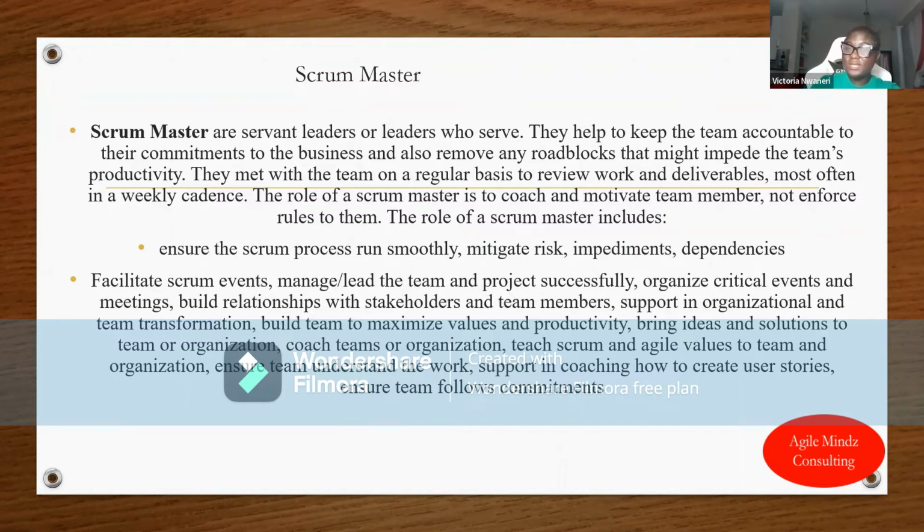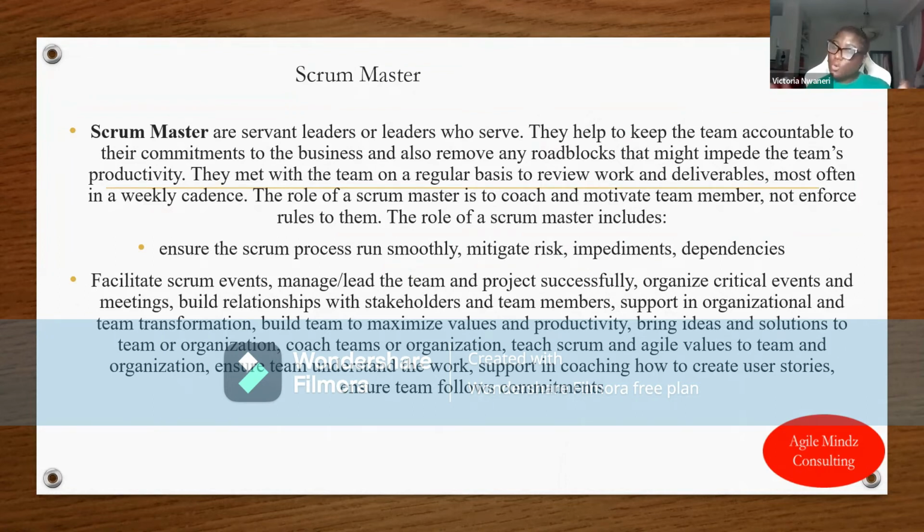There's a difference between leading and managing. Oftentimes we hear managing, we hear leading, but it's important to know that as a servant leader, you're there to lead and you're there to serve, without being afraid to be assertive, because it's important to know when to be assertive. You're there to also help set up and organize meetings that are critical to the success of the product. You're there to also coach the team on agile processes, agile principles and values, as well as the organization.